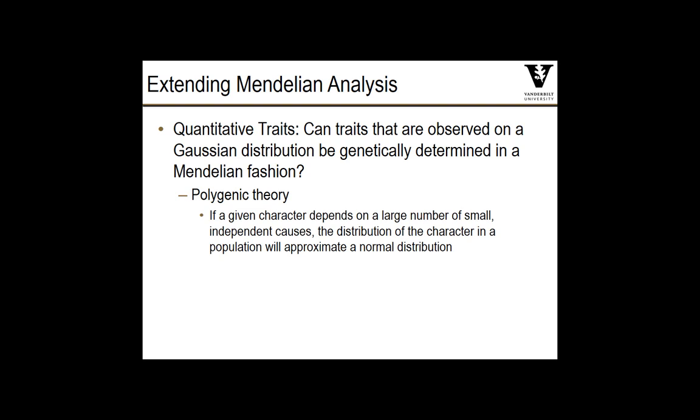So quantitative traits. I'm showing you some pretty cool examples of how Mendelian effects can aid in the way that we interpret autosomal dominant diseases. Well, what about traits that are on a continuum? The question is, can traits that are observed on a Gaussian, normal distribution be genetically determined in a Mendelian fashion? The way that Mendelian geneticists have thought about this is through polygenic theory. The idea is that if a given phenotype depends on a lot of small genotypic effects, then the distribution of the character will approximate a normal distribution.